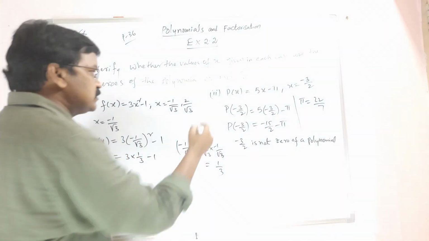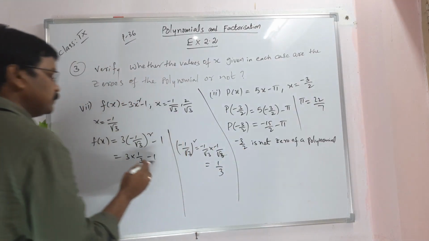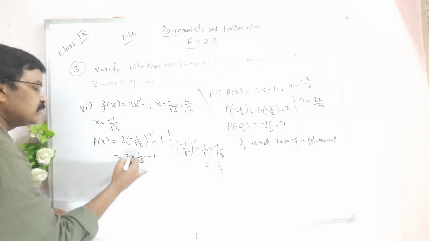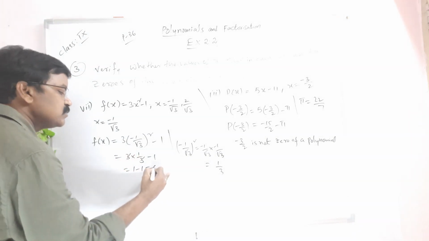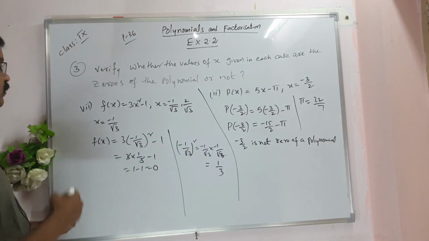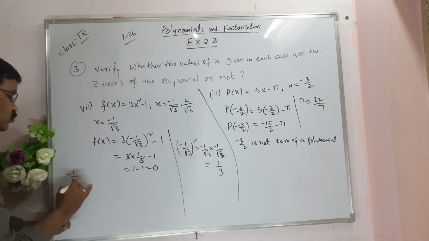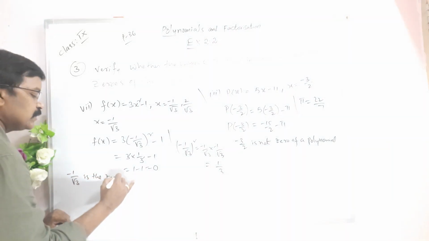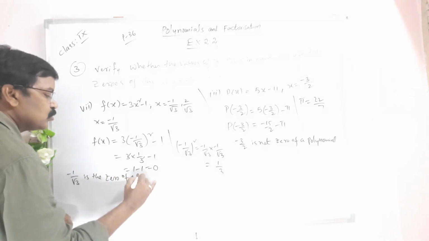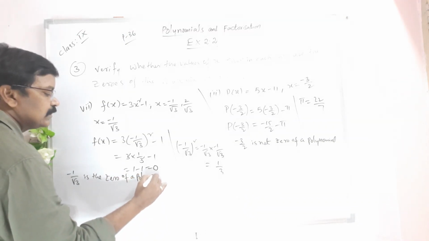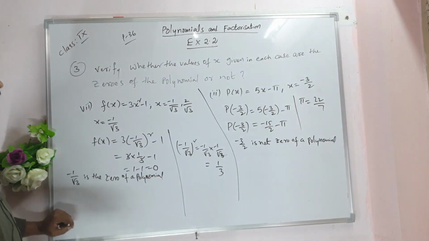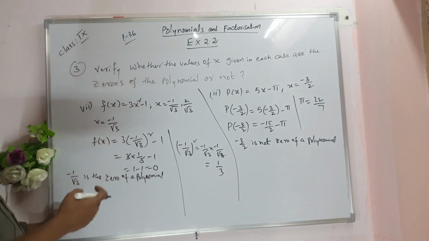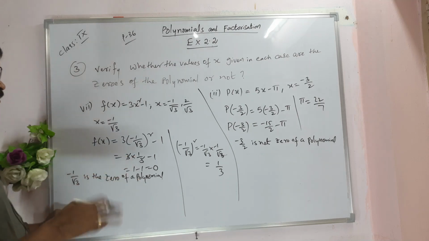Okay, minus 1 by root 3 whole square means 1 by 3. So here the 3 gets cancelled. 1 minus 1 is 0. That means minus 1 by root 3 is a zero of the polynomial. Why? At x is equal to minus 1 by root 3, f of x is equal to 3x square minus 1, which is 0, right?